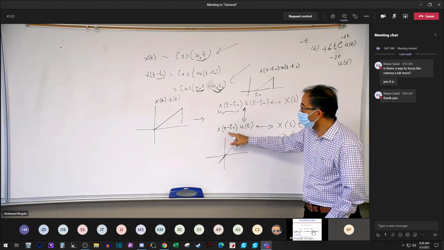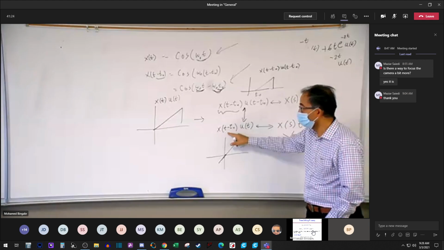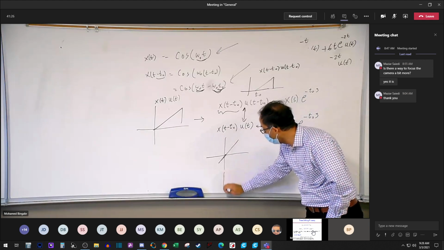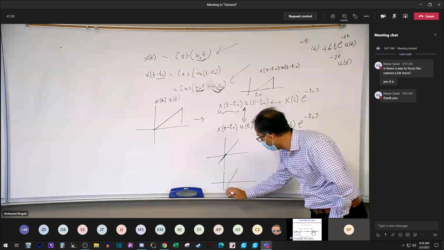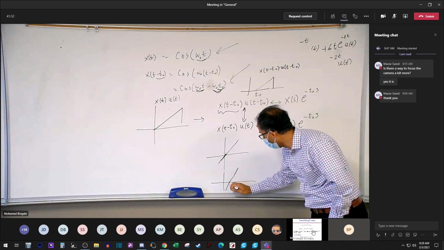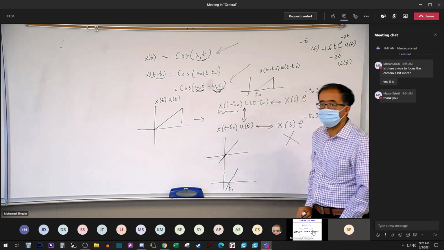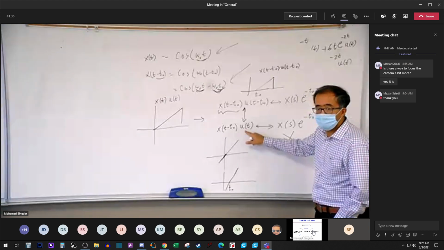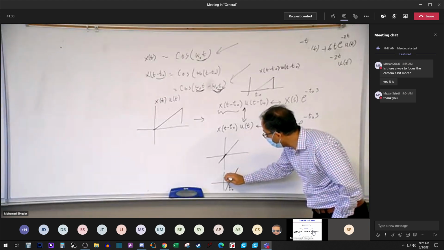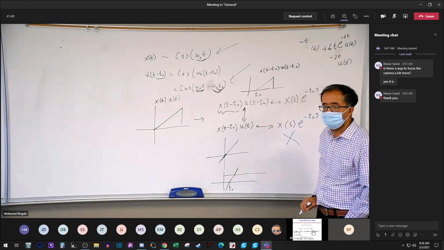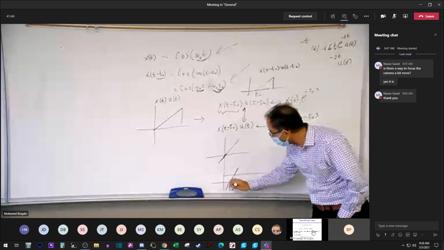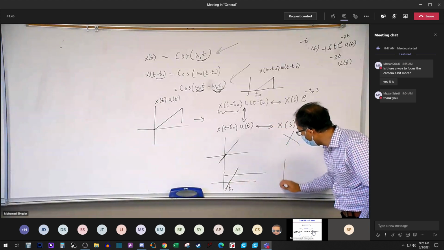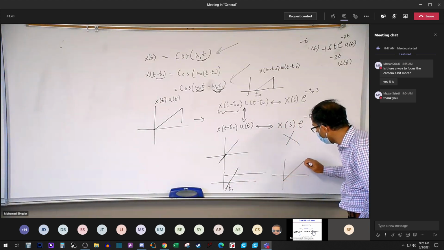Now, I shifted this x of t minus t0, so that this here, instead of 0, will be t0. Then the u of t here means these. So what signal will you get? You will get that portion. You will end up with a signal that looks like this.